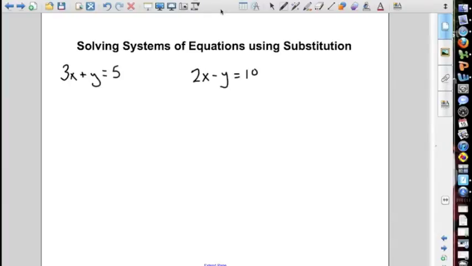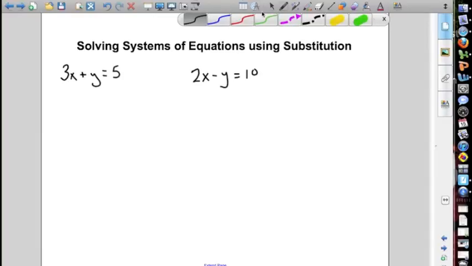Section on solving systems of equations. This section will be over using the substitution method to solve systems of equations. Remember, as we solve these, we're looking for an ordered pair, an XY ordered pair that works for both equations. And this method involves getting one of the variables by itself.